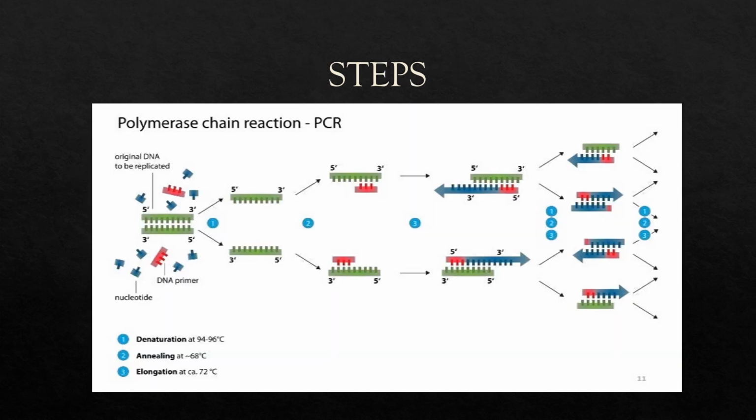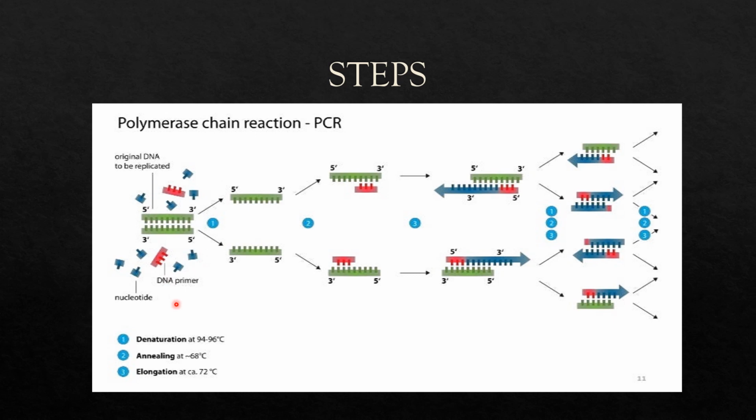Now, what are the steps? Basically, there are three steps involved in polymerase chain reaction. One is the denaturation, second is the annealing, and third is the extension or the elongation. You can see the picture over here clearly. This is a small fragment of the DNA. This is the original DNA that is to be replicated. This is a nucleotide. This is the DNA primer.